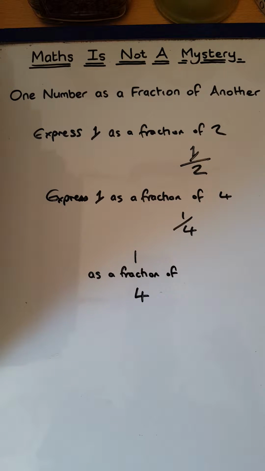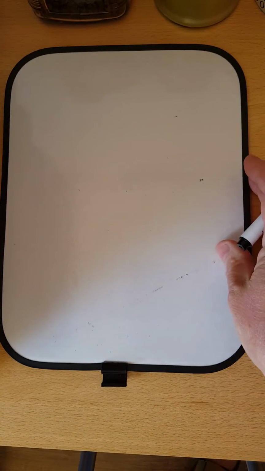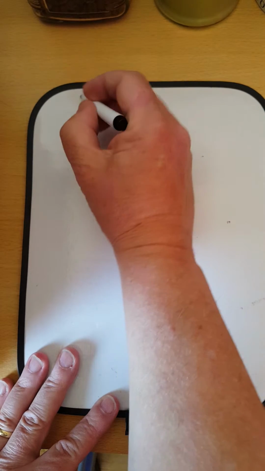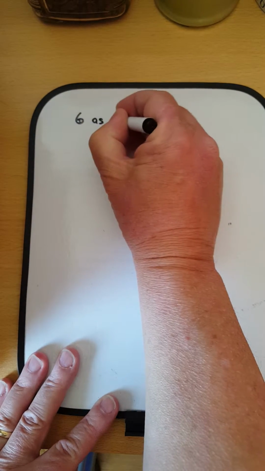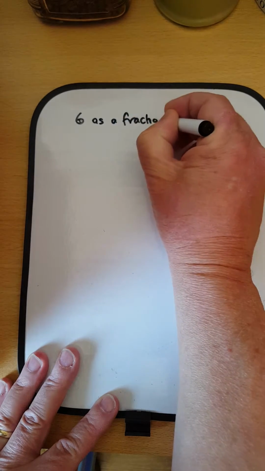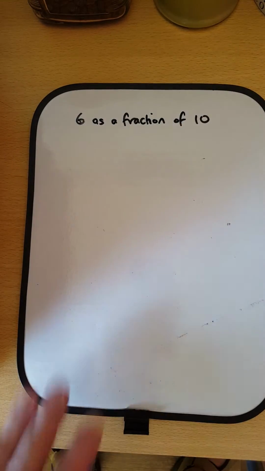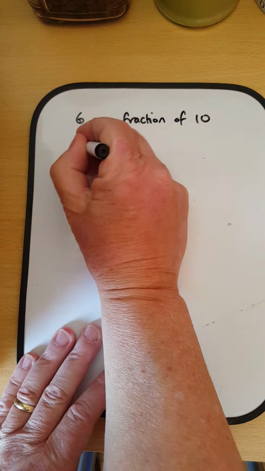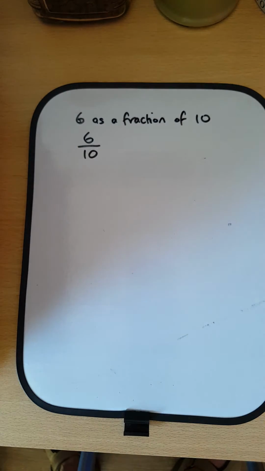Now, they're not usually going to give you questions that involve a 1 as your main number. They're going to give you something different, and then they're probably going to expect you to do some simplifying. So let's take a little look at how this can work out. Let's imagine that they say express 6 as a fraction of 10. Think about what we did before with the half and the quarter. All we're going to do is write 6 over 10, 6 out of 10.